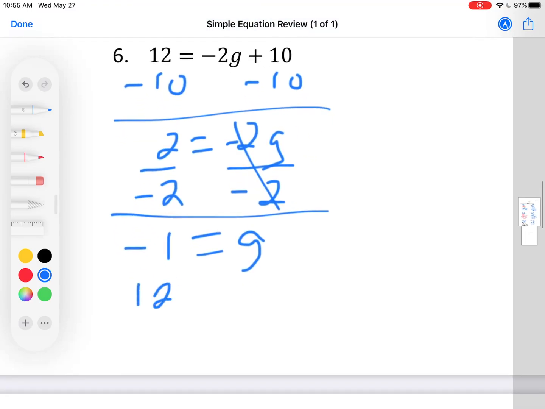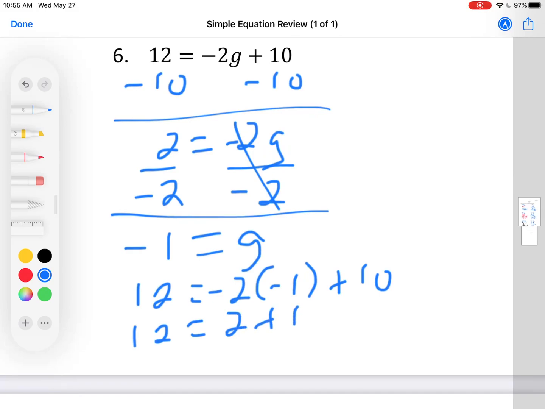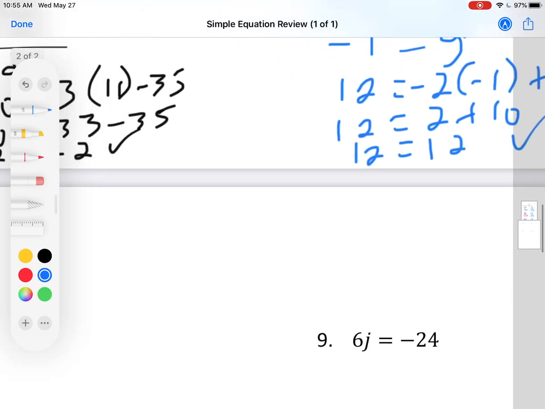Check step. 12 equals negative 2 times negative 1 plus 10. 12 is 12. Negative times negative is positive. 2 plus 10. 12 equals, what's 2 plus 10? Hey, it's 12. They're equal. Yay! Let's move on.